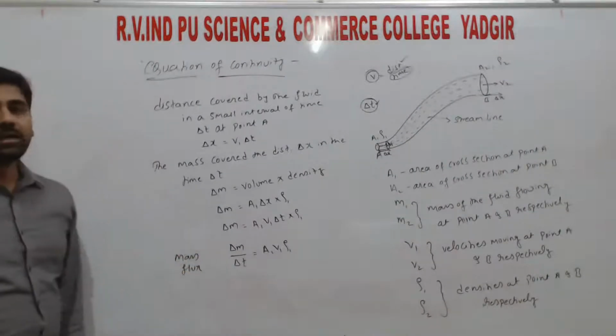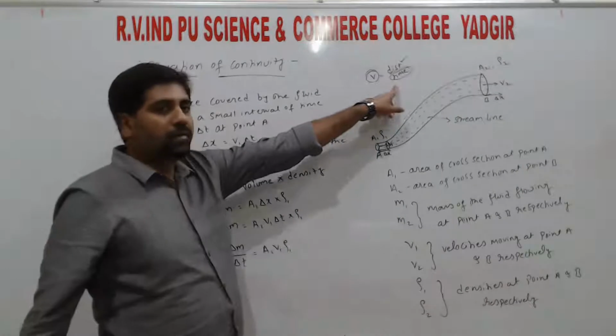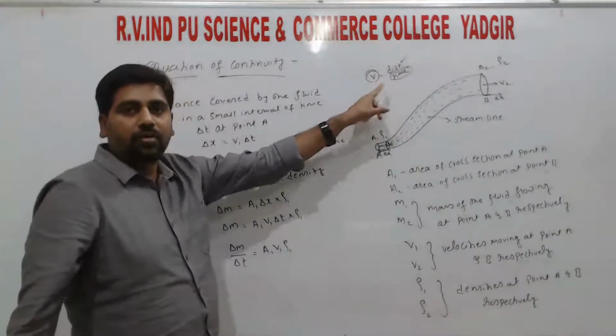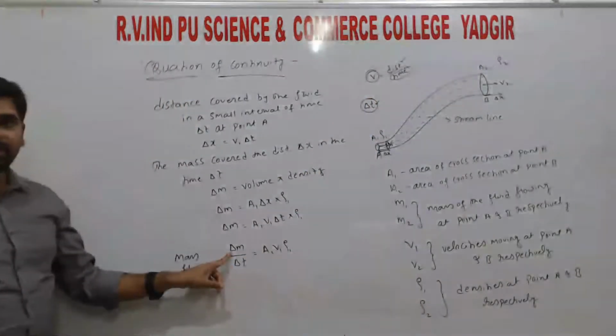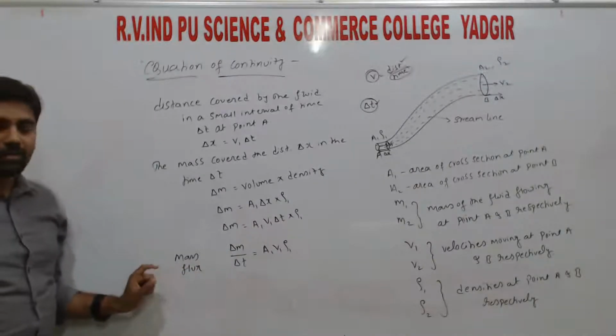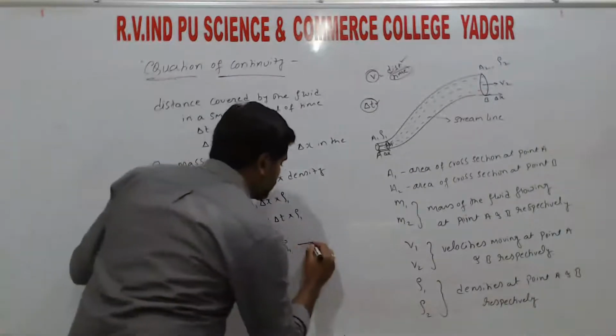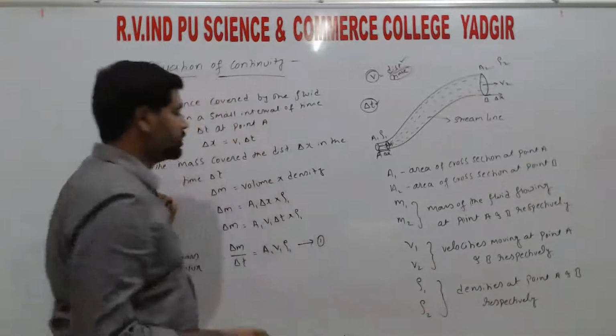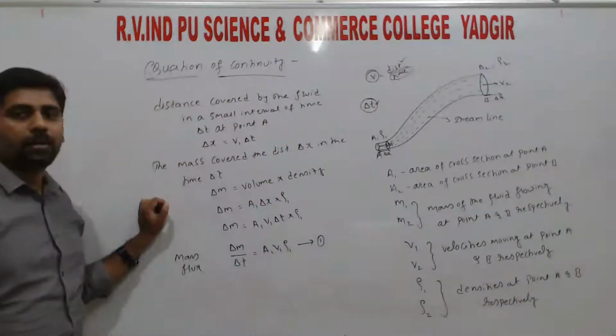Change in distance with respect to time we call velocity. In the same terms, change in mass with respect to time we call the mass flux, right? Call this the first relation, relation 1, right?